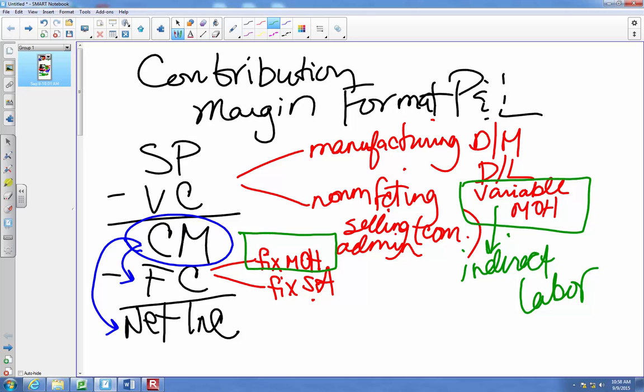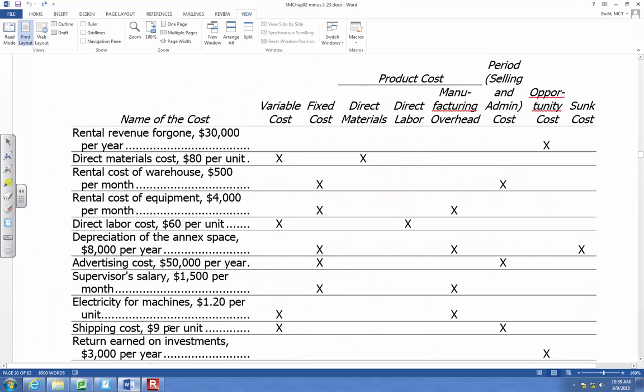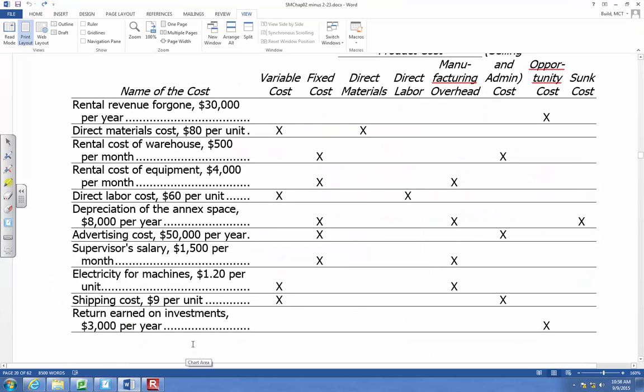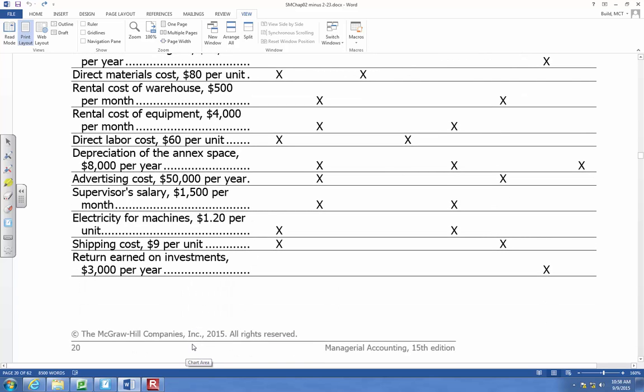Okay, let me just pop through these last ones. So then we had electricity for the machines at $1.20 per what, kilowatt or something? Or per unit. So that's obviously variable and product. Yeah, manufacturing overhead, product cost, yep. Variable manufacturing overhead. Shipping cost is a period cost, it's variable, goes right to your P&L.